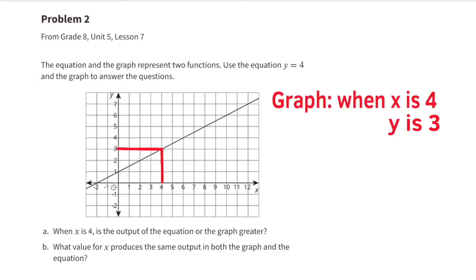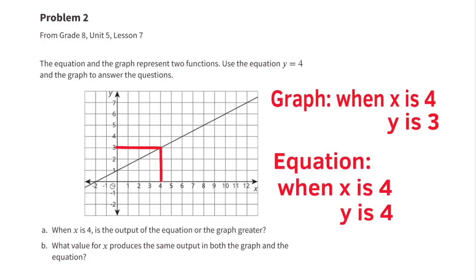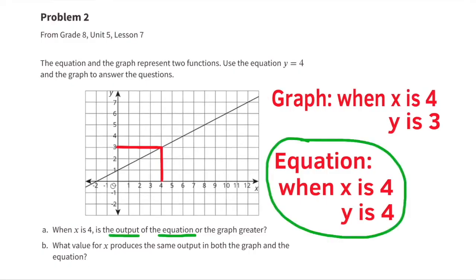Looking at the graph, when x is 4, y is 3, or when the input is 4, the output is 3. For the equation, when x is 4, y is 4, or when the input is 4, the output is 4. When the value of x is 4, the value of the output is greater for the equation than it is for the graph.